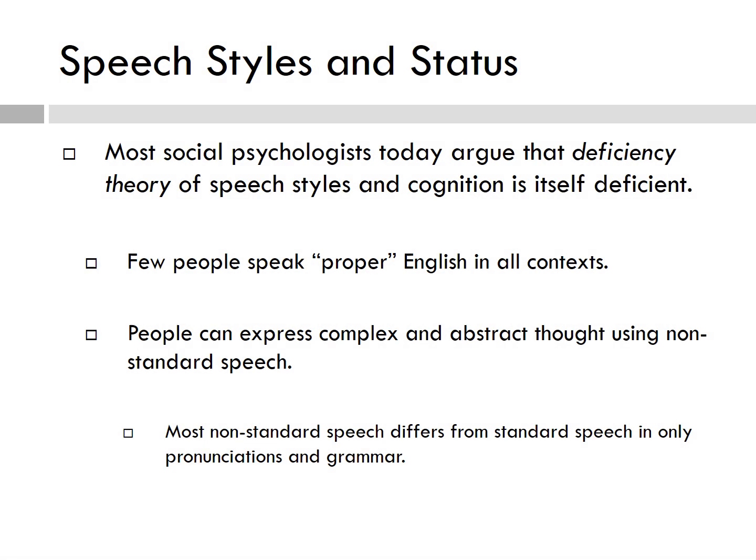However, most social psychologists today argue that the deficiency theory of speech styles and cognitions, as it is called today, is itself deficient. There are several reasons why deficiency theory doesn't make the grade. First of all, few people, even the most educated and learned people that one can think of, speak proper English in all contexts. For example, I know of many professors that in everyday conversation use double negatives and the word ain't. Few would suggest, however, that these people are cognitively inferior just because of this particular type of speech.